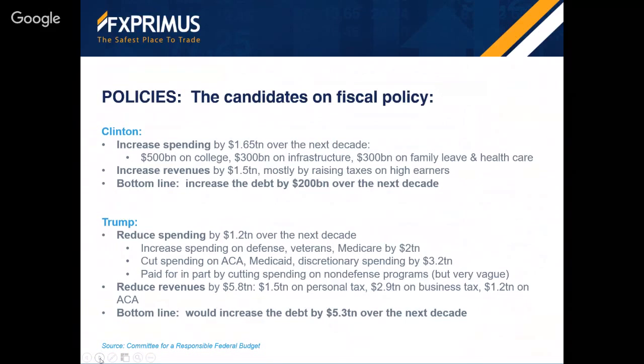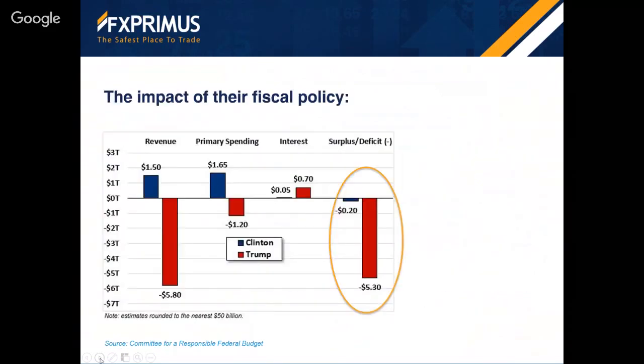At the same time that he's going to reduce spending by $1.2 trillion, he's going to cut revenues by $5.8 trillion, mostly by cutting taxes. So he's going to increase the debt by $5.3 trillion over the next decade. Here, you see the blue is Democrat, the red is Republican, and you can see how Clinton is pretty well balanced, and Trump just blows the deficit up completely.